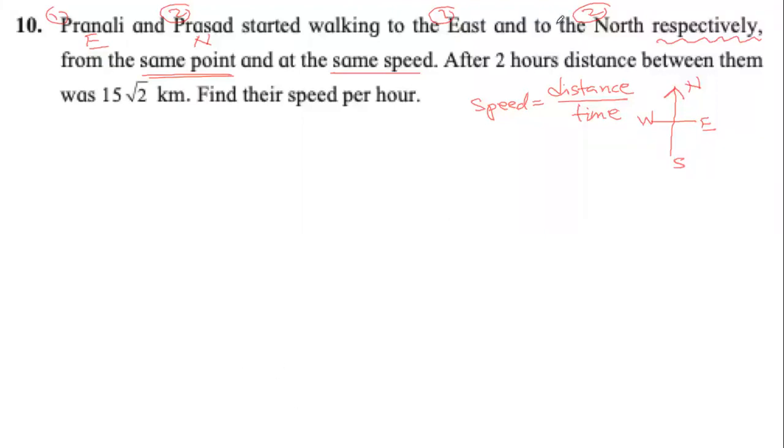Okay, moving. It says, so they are moving. After 2 hours, whether they were on a cycle or in a vehicle, whatever it is, they are moving. The distance between them is 15√2 kilometers. See, time is given in hours, distance is given in kilometers. The question is, what is the speed per hour? And our answer will be something in kilometers per hour. Where is maths? Where is the right angle triangle? It is there.